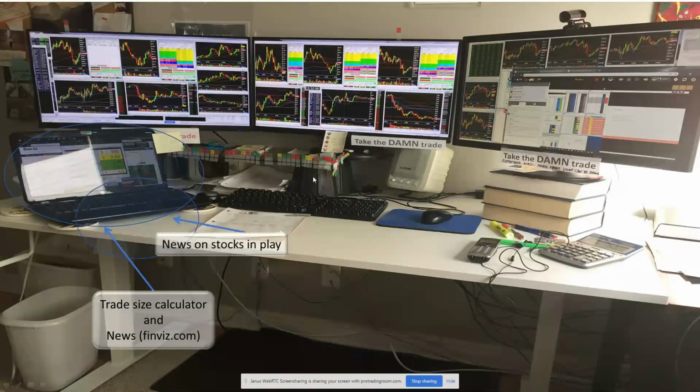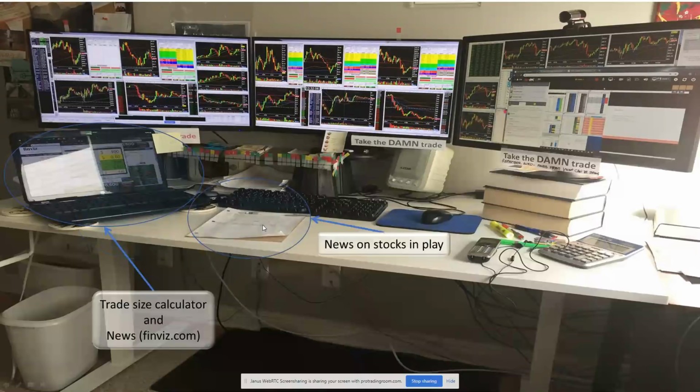Second, I have a paper sheet that I use every single day, and I can even show you, here's my sheet for today. There wasn't a lot going on. I only have one stock, in fact, that I had news on, and that was COL, which I didn't even trade, which is Rockwell Collins. But every day I create a sheet with information about the stocks in play and the news.